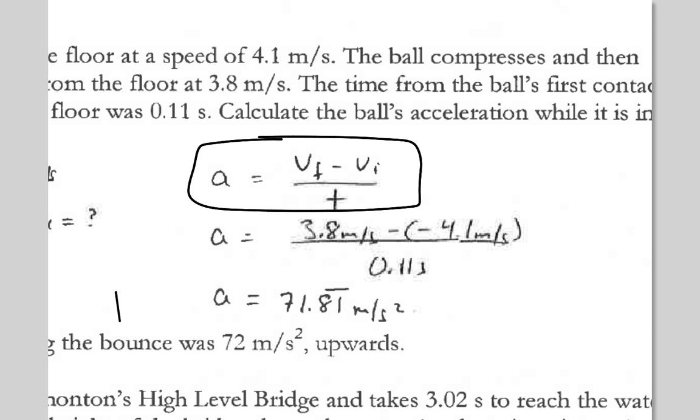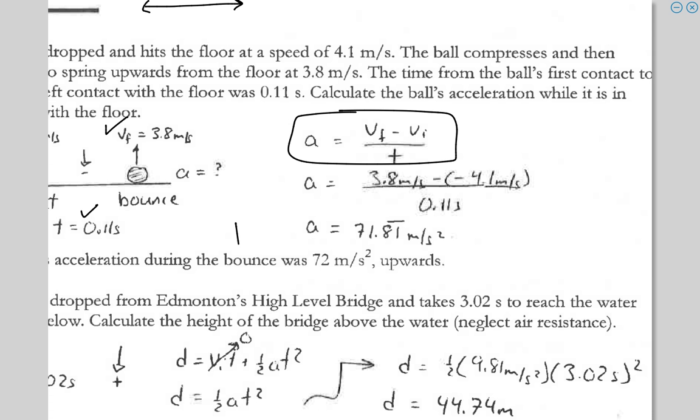Now look at what happened. VF was on its way up, so it's positive. And VI was on its way down, so it's negative. The negative in between, the subtract, has to be there. So you end up getting a negative negative, which is a positive. That kind of stuff really throws off kids at the beginning of doing physics for the first time. Because these are vectors and they have direction. You have to be aware of that. So with the plus plus, dividing by 0.11, you get roughly 72 meters per second squared. Because it's positive, the acceleration vector will be pointing upward.